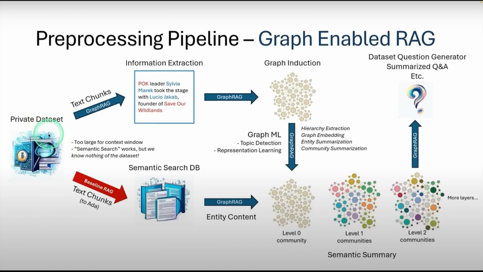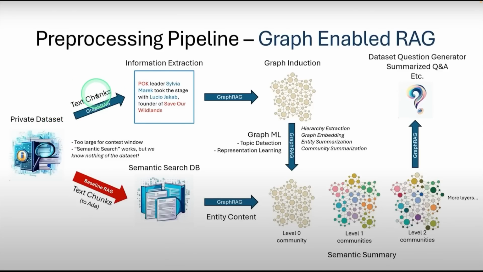You have a private data set. Generally for the RAG process, you divide the data into chunks and then do semantic search against the database. That is basic RAG. But semantic search is not that relevant because it doesn't know the meaning between entities. That's when we have GraphRAG.